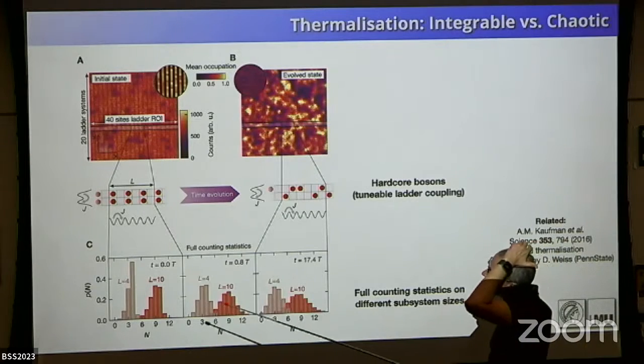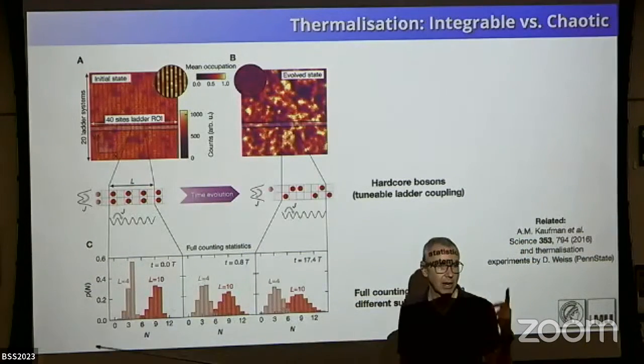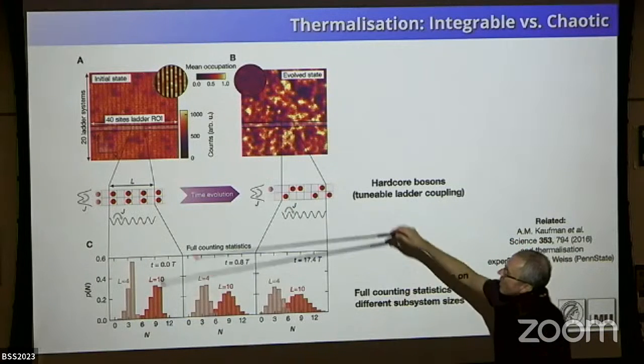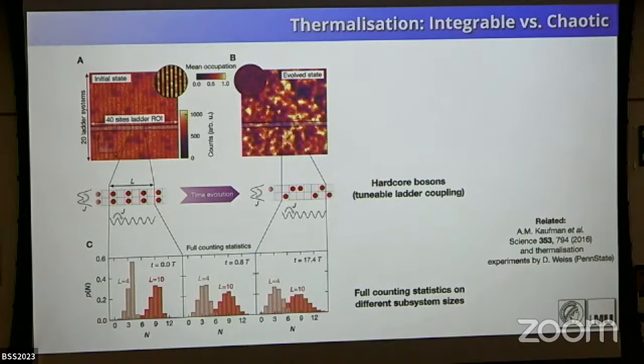Okay, and these are the two cases we have, and what we set up are systems of about 50 lattice sites in one direction. We can couple the two ladders, so it's 2 times 50, a 100 site system, and then we have many copies of those, about 20 copies of those systems that we can study. And then we can just do the experiment.